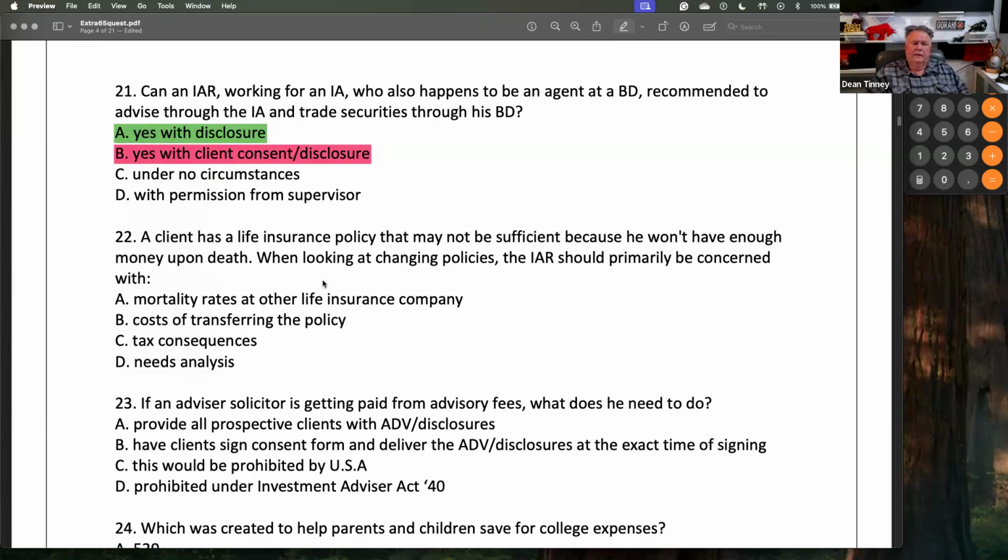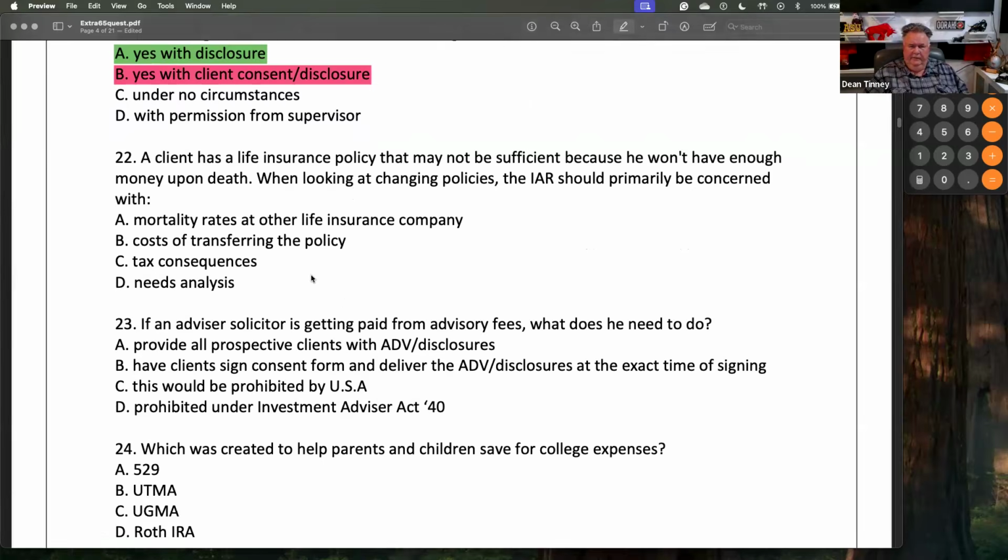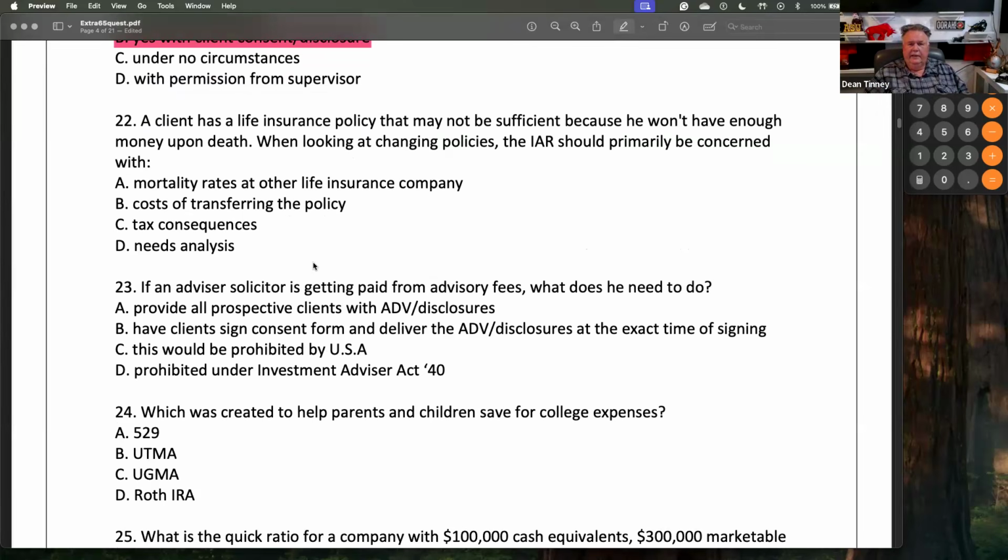Here, the B is not the answer because we don't need to get this consent in this scenario. A client has a life insurance policy that may not be sufficient because he won't have enough money upon death. When looking at changing the policies, you should primarily be concerned with.